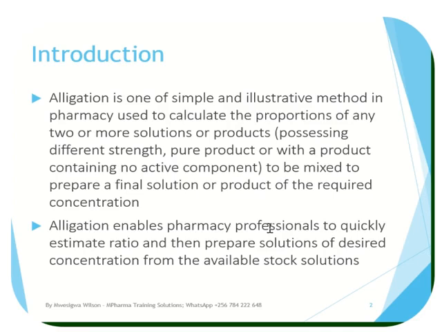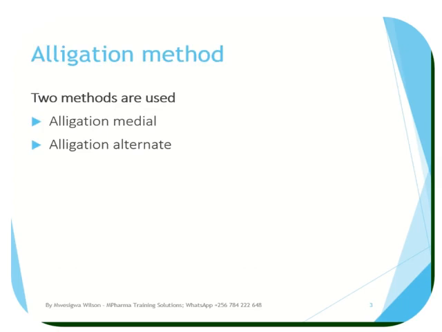As we shall be seeing in the examples and also in the quizzes and questions which have been prepared, how these questions come in: you're having two products and you want to prepare another product. So how do you mix them? Which ratios do you combine? There are two methods in alligation, alligation medial and alligation alternate. In this presentation, we shall only focus on the alligation medial calculations.